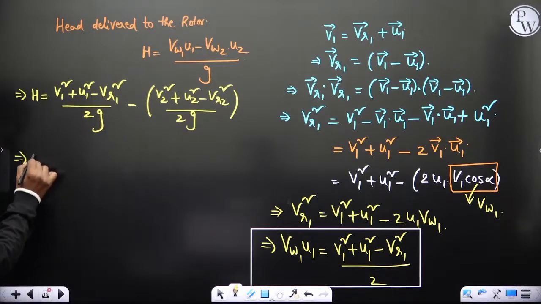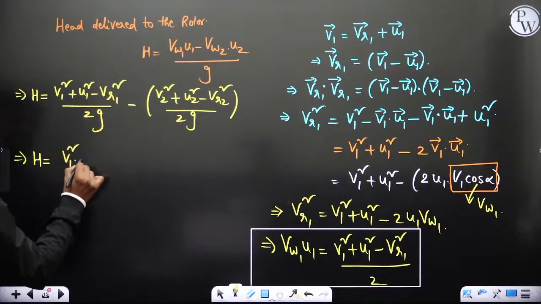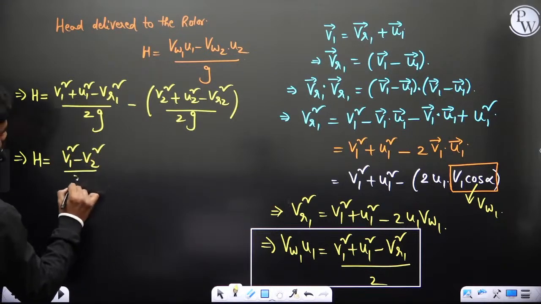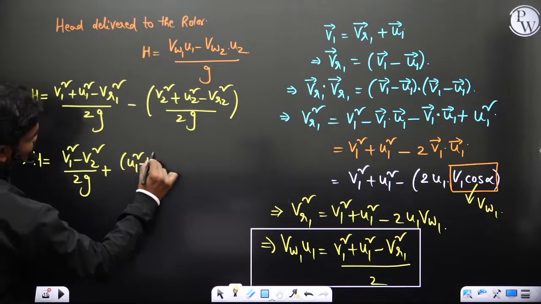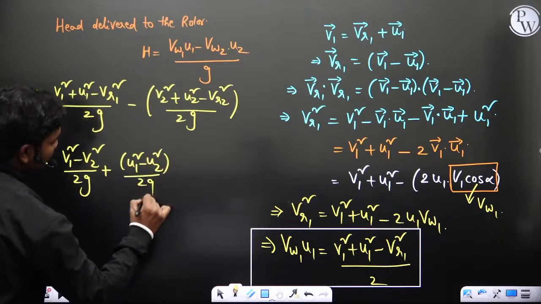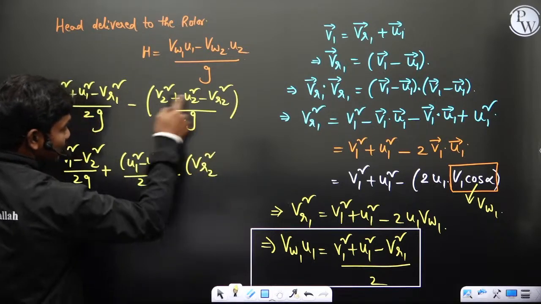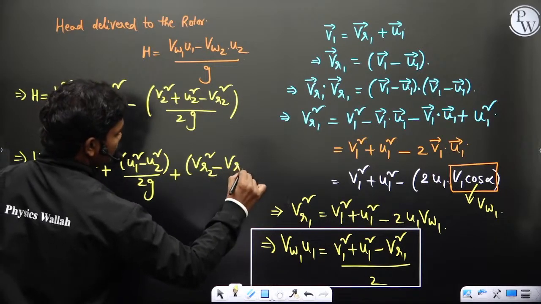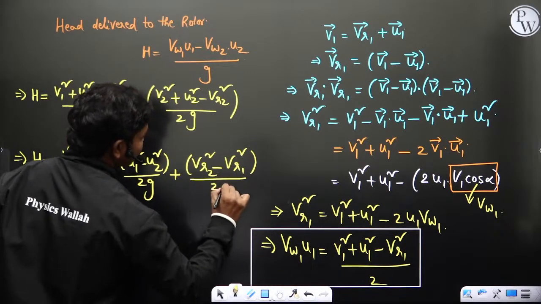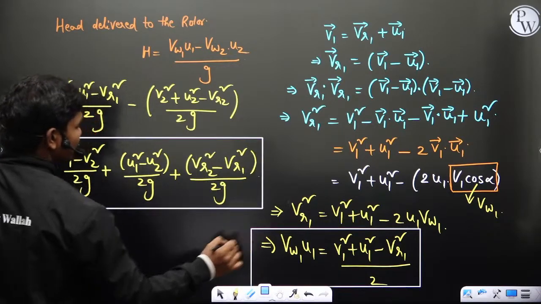Now if you calculate this, you get V1 square minus V2 square by 2g, plus U1 square minus U2 square by 2g, plus VR2 square minus VR1 square by 2g. Here you should be careful, because minus of minus gives you plus for this and minus for this. So this is the total head which is actually brought.